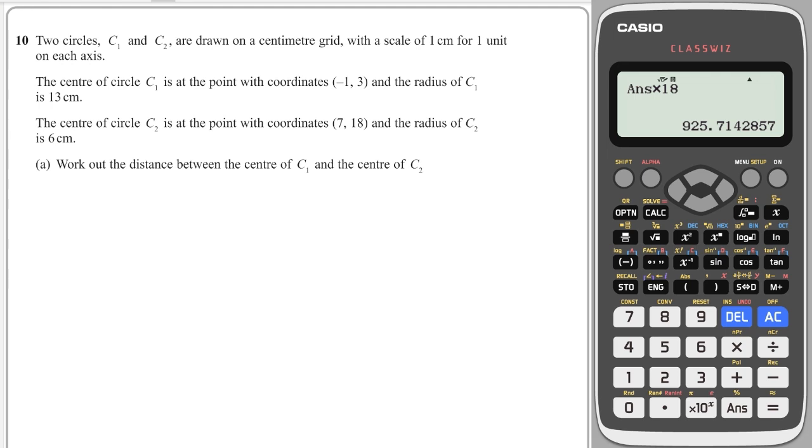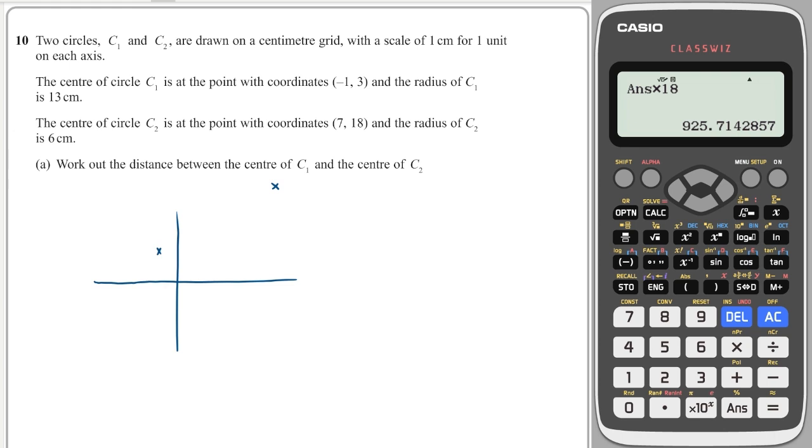Okay, I remember this question, I was surprised by it, but when we read into it a little bit more, hopefully we can solve it. So two circles are drawn on a centimetre grid with 1 centimetre for 1 unit on each axis. And the centre of circle C1 is at the point minus 1, 3. So if we just draw a quick sketch, sometimes it makes it easier. So minus 1, 3 is about there. And the centre of C2 is at 7, 18. So that's going to be up in this direction somewhat.